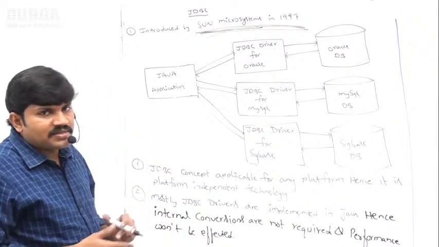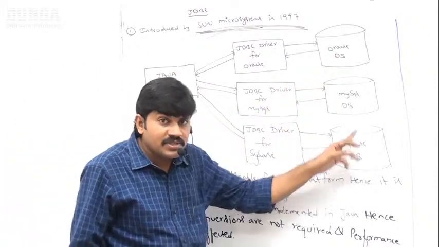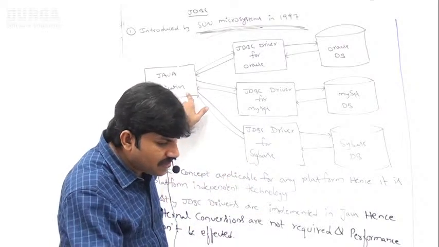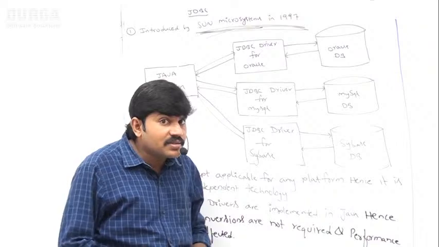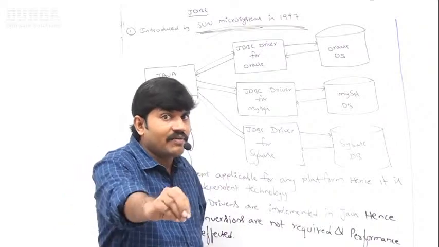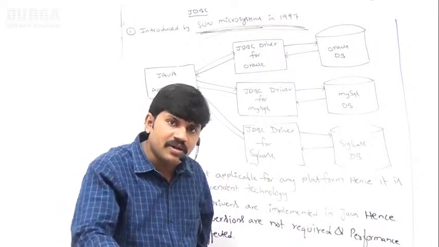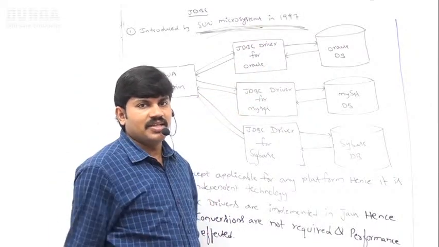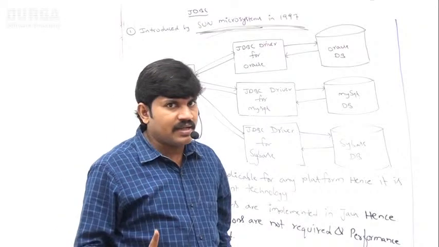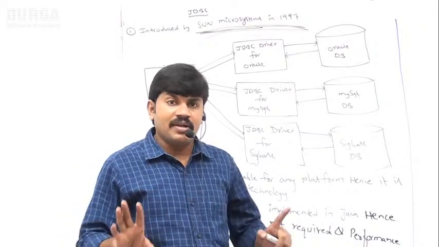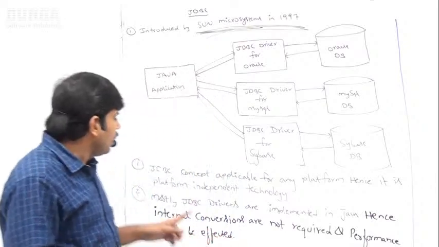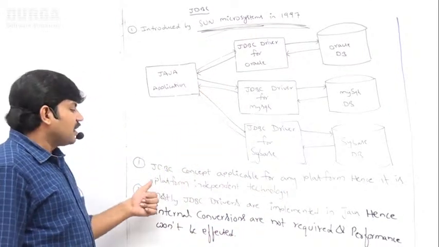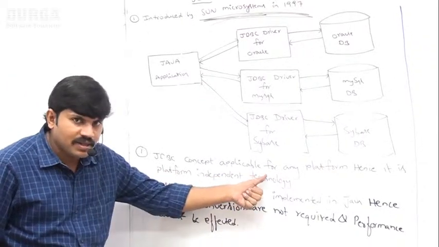Sir, how many applications are there? Only one. But how many databases are there? Three. Is it a database independent technology or not? Yes. Next, the JDBC concept is implemented in which language? Java, which is platform independent. That's why the biggest advantage of the JDBC concept is that it is a platform independent technology and a database independent technology, right? Clear for all of you? Okay. Now the JDBC concept is applicable for any platform. That's why it is a platform independent technology.